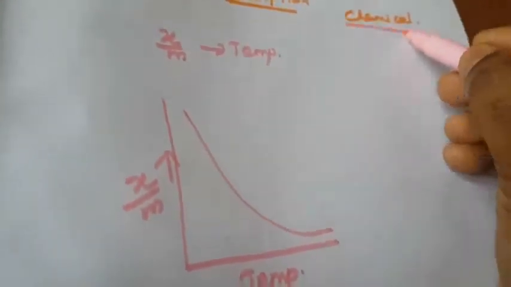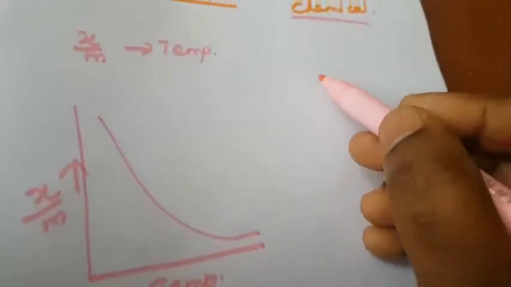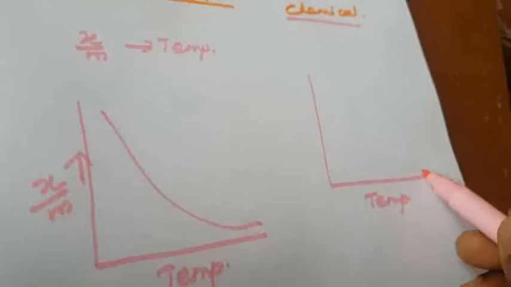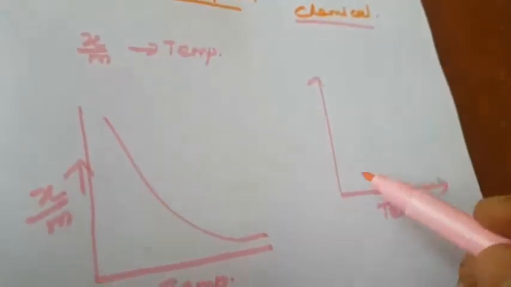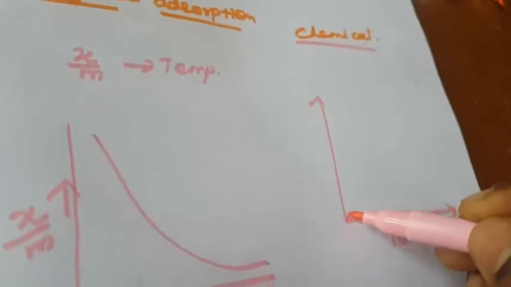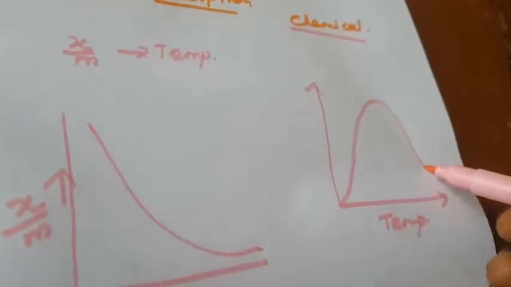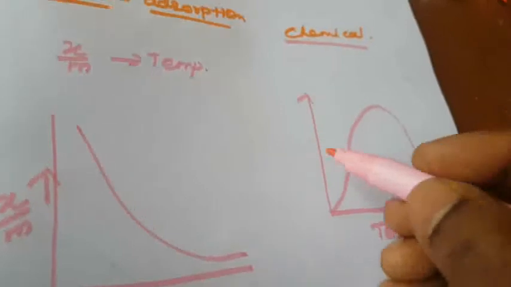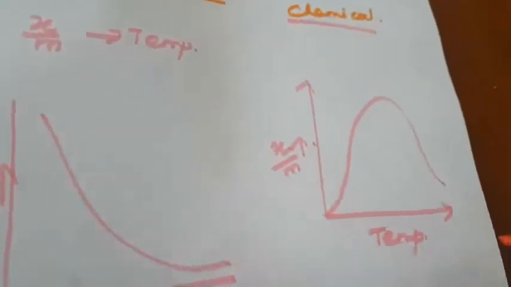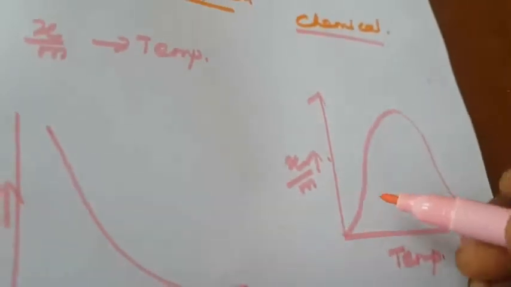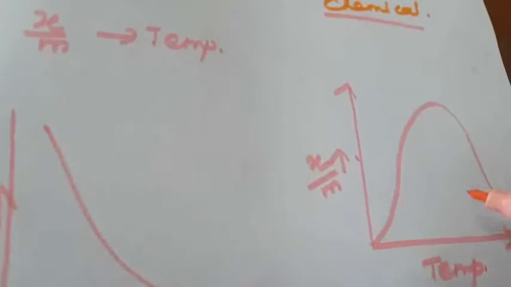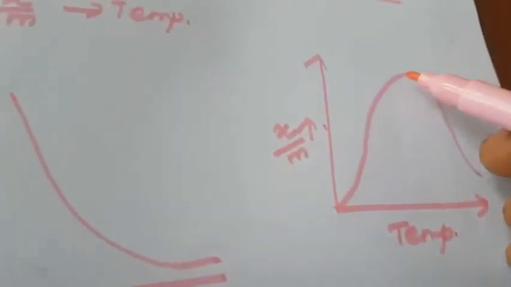What is meant by chemical adsorption? In chemical adsorption, as the temperature increases, the adsorption first increases and then decreases. So what is the reason? Chemical adsorption is due to the formation of chemical bonding. So here is the point.